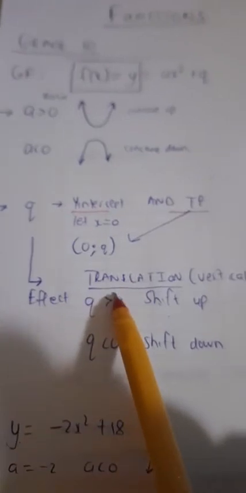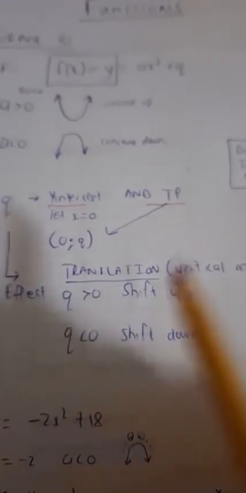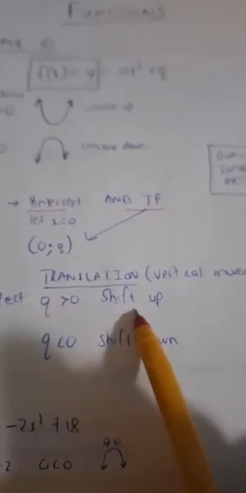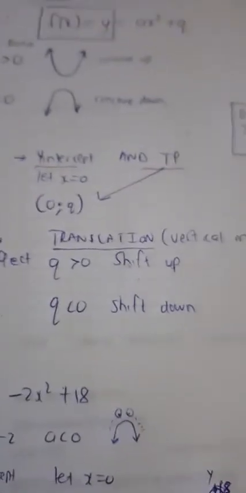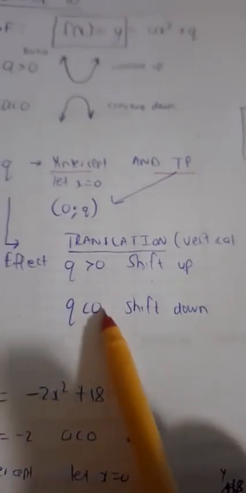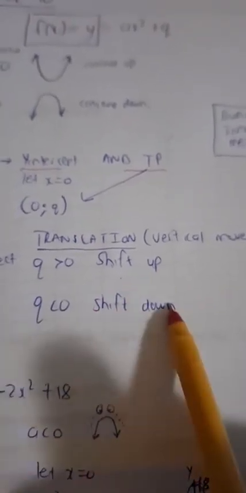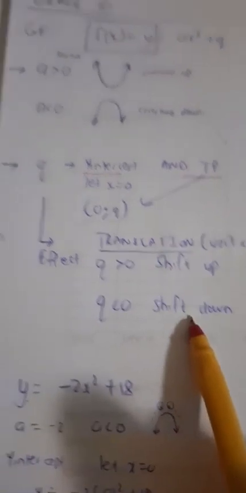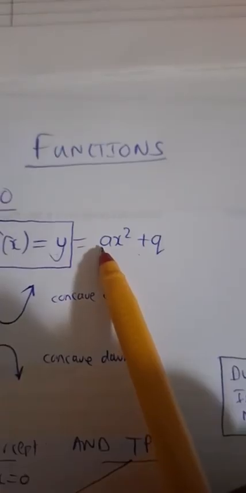And then also, what effect does q have on the function? Whenever the q value is greater than 0, the function has shifted up by a certain number of units. So it has to do with vertical movement. When q is less than 0, the function shifts down by a certain number of units. So we talk about a vertical movement downward. It's very important to know these parameters.